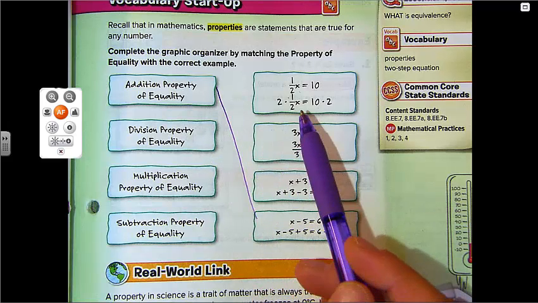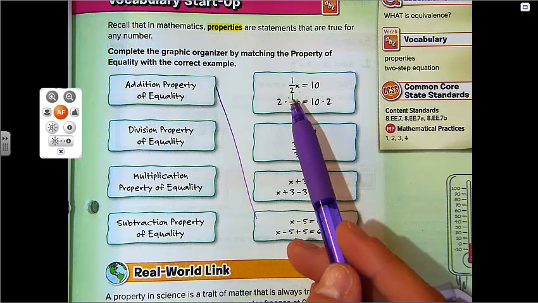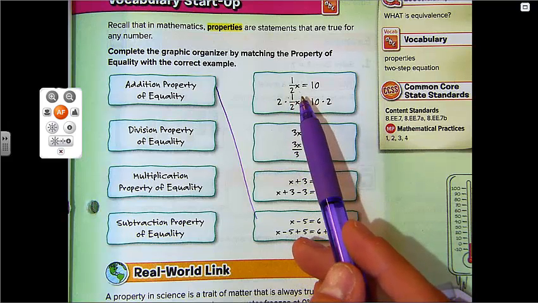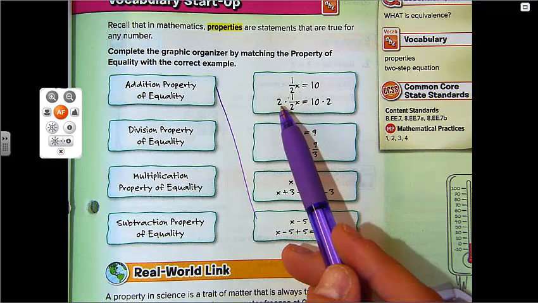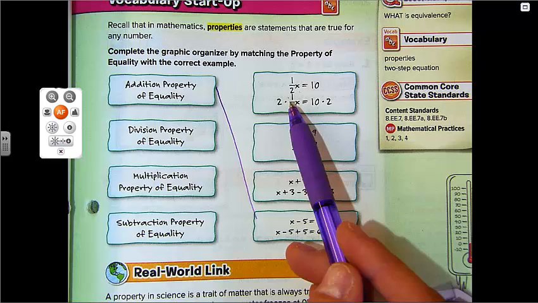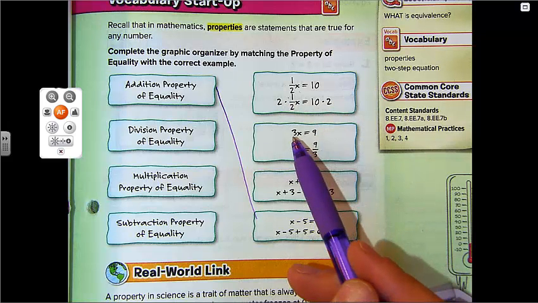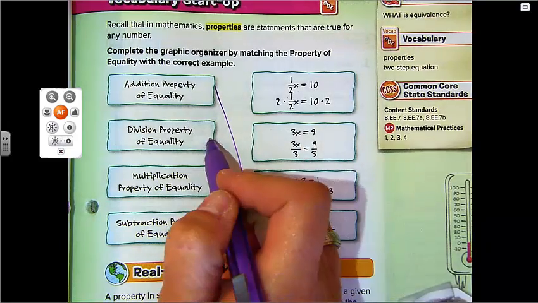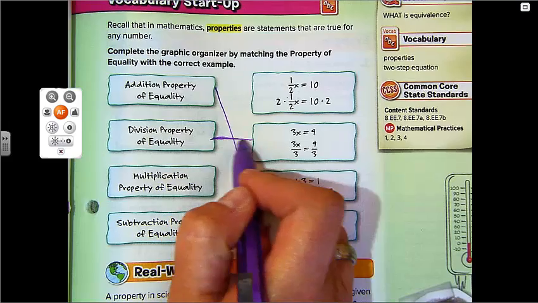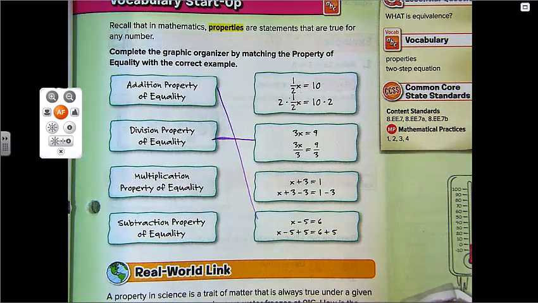If I look at this first one, yes, I'm multiplying 1/2 times x, but what I'm really doing is multiplying times the inverse. So that's not division. In this one, I'm taking 3 times x and I'm doing the opposite operation, which means that I'm dividing. Right there is the one that I'm looking for, where I divide in step 2. So that draws straight across.